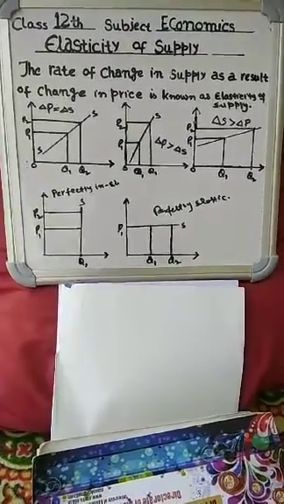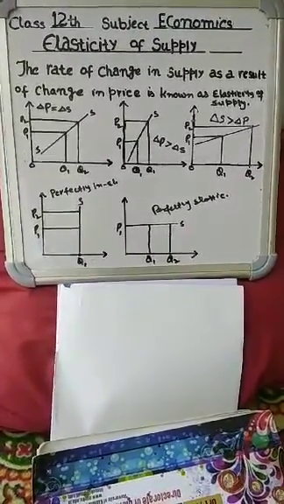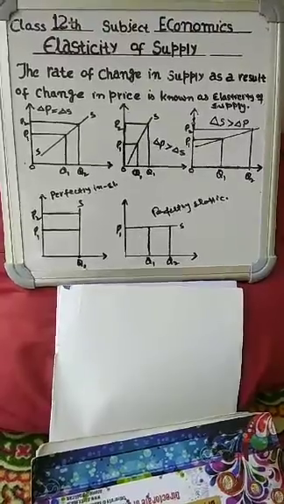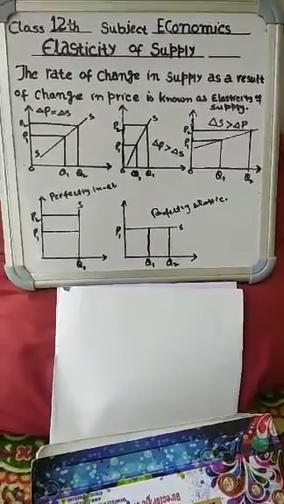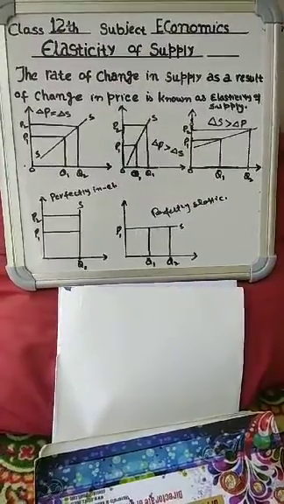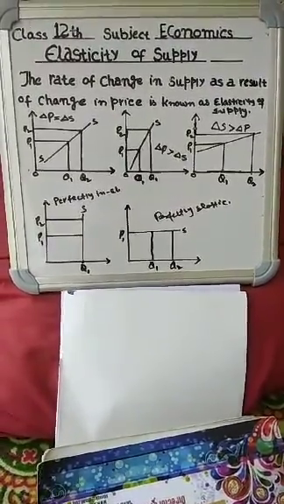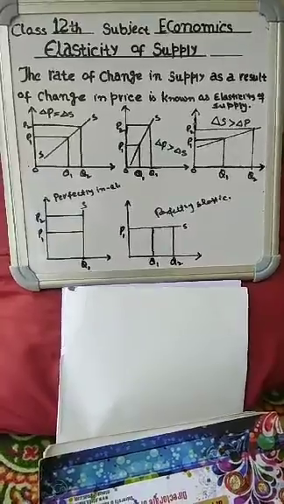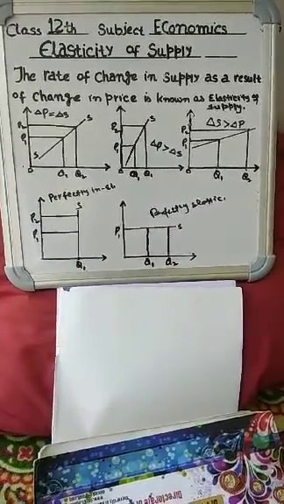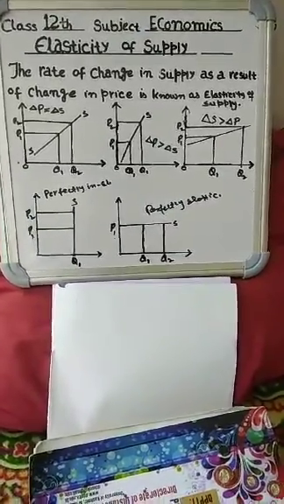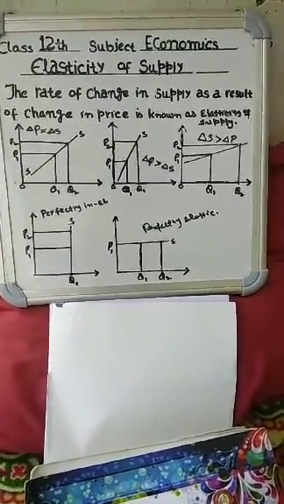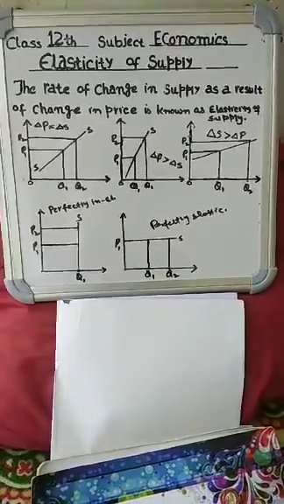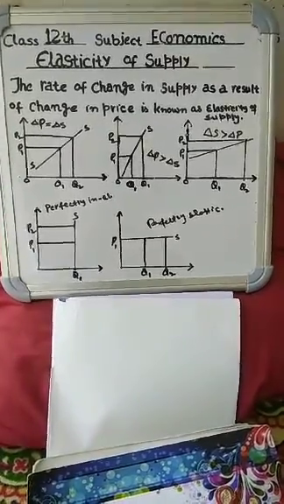Yes, dear students, the answer to the question of how much change occurs in absolute terms due to change in price is explained by the concept of elasticity of supply. Dear students, I will explain the concept with the help of an example.